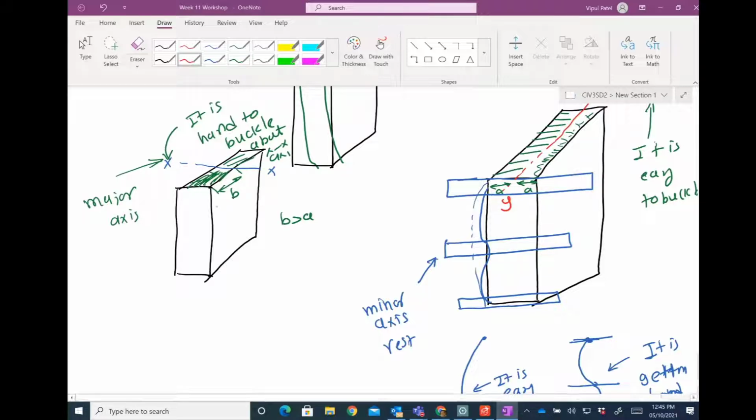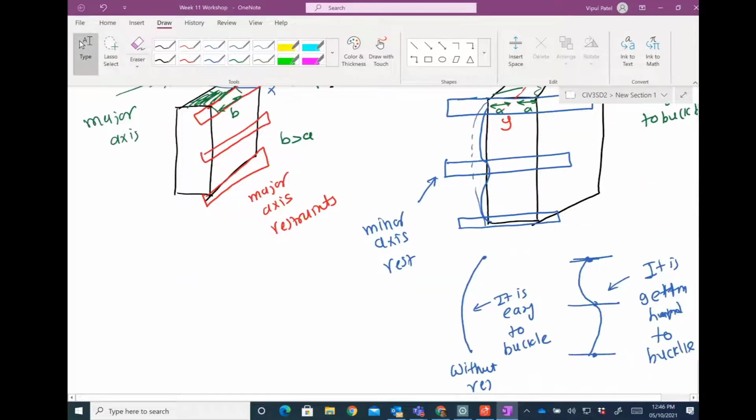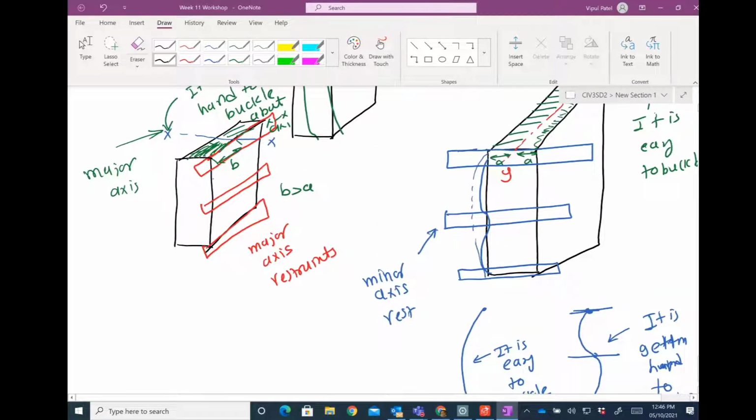And if I want to put the restraint, I would put the restraint like this. This is the major axis restraint, meaning that these portions that you can see will not have this buckling. This is without restraint, but with this one it will have these bucklings, right? So same way like this. All right, so I hope you understand this.